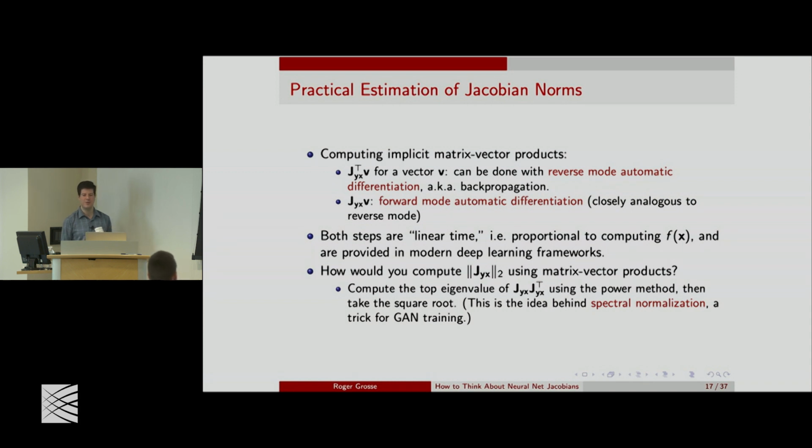One example of how to use this: if you want to compute the 2 norm of the Jacobian using matrix-vector products, the 2 norm is the largest singular value. You can compute the largest singular value by computing the largest eigenvalue of JJ transpose and taking the square root. You can compute the top eigenvalue of this matrix using the power method, and that just requires starting with a random vector and then multiplying by J and J transpose lots of times. It's really neat that even though you can't construct the Jacobian, you can still compute with it.